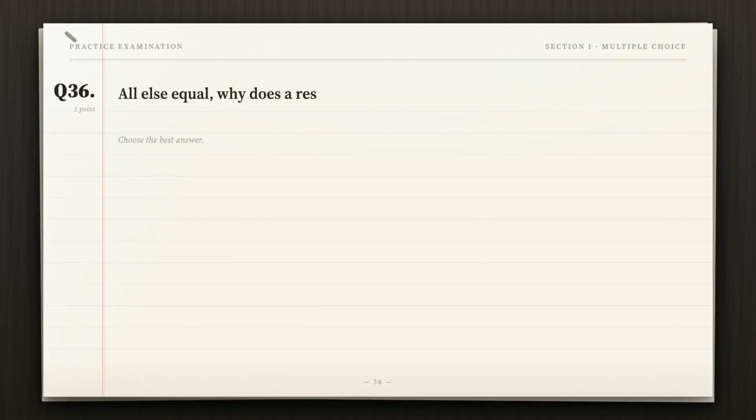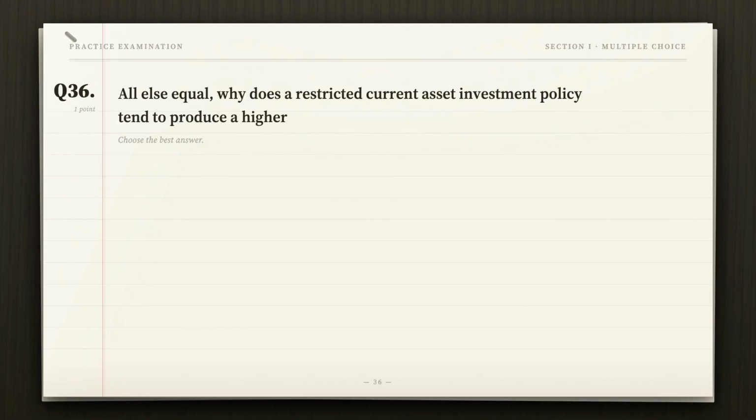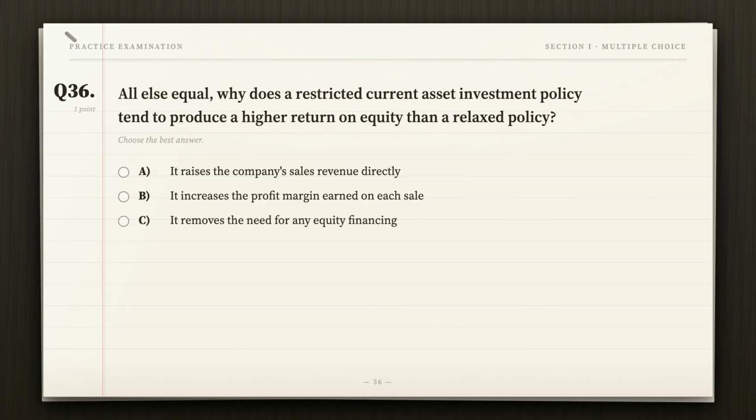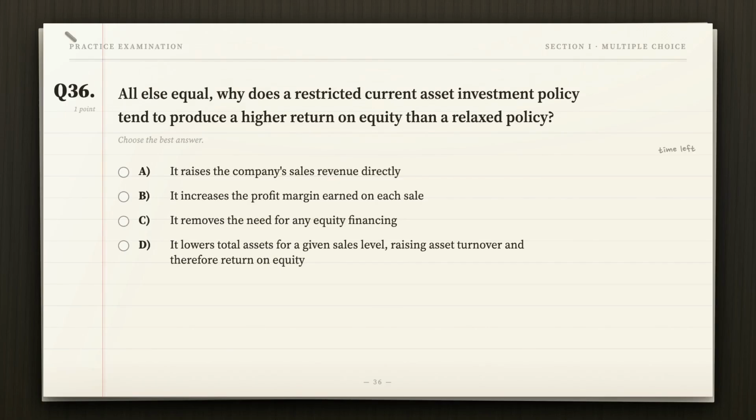Question 36. All else equal, why does a restricted current asset investment policy tend to produce a higher return on equity than a relaxed policy? Your options are A. It raises the company's sales revenue directly. B. It increases the profit margin earned on each sale. C. It removes the need for any equity financing. D. It lowers total assets for a given sales level, raising asset turnover and therefore return on equity. What's your answer? Commit to one before I continue.